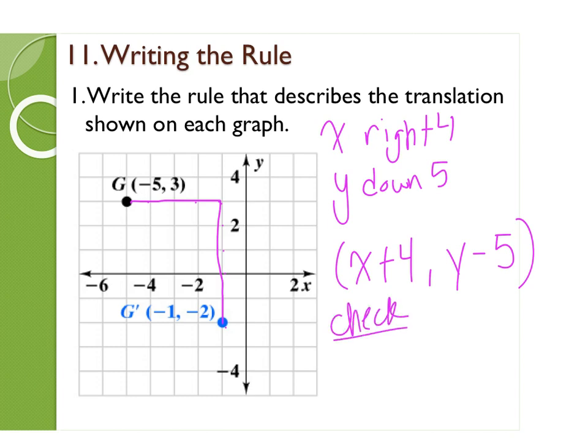And we can check it by taking my X, negative 5 plus 4, and 3 plus negative 5. This would be negative 1, negative 2. It checks out. So my rule is X plus 4, Y minus 5.